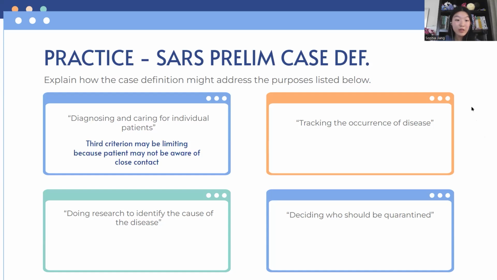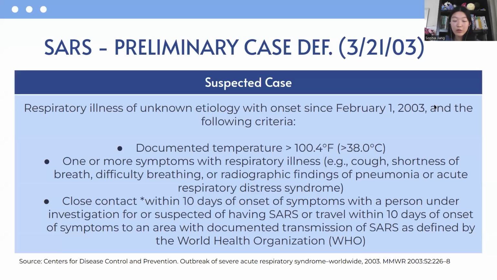But here is the answer. So the third criterion may be limiting because the patient may not be aware of close contact, but otherwise is effective. So if we go back to the case definition, our third criteria was close contact. And it's true, this is a relatively new outbreak. So people might not know that they have friends or family who have had it before because previously it was not diagnosed like that. But our other symptoms, high temperature, one or more symptoms, that would be very helpful for diagnosing and then later caring for people with the disease.